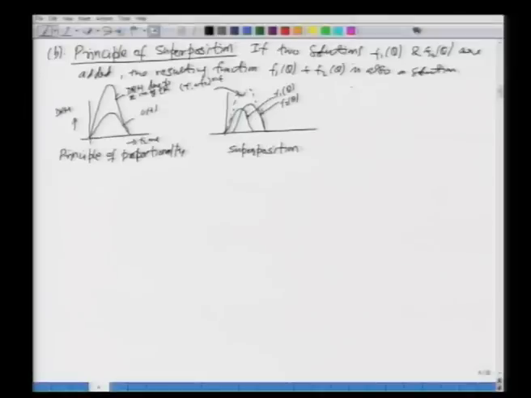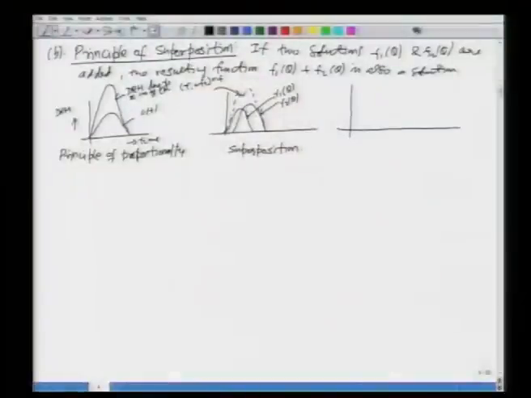Now, you can have a situation in real life where you need to apply the principle of superposition as well as the principle of proportionality together. We can do that. Okay. How do we do that? Well, let me first write the application of proportionality and superposition together.